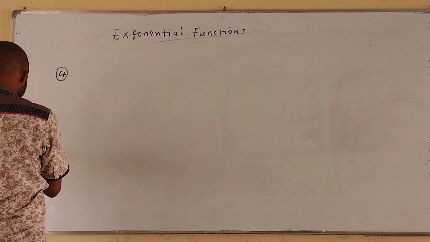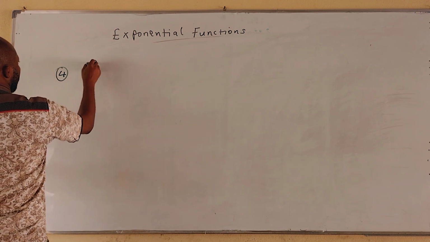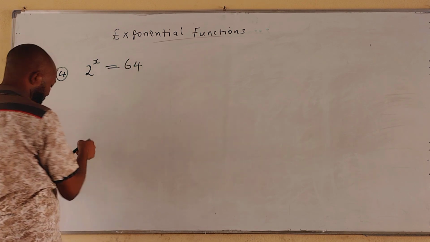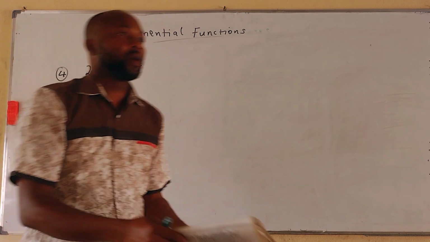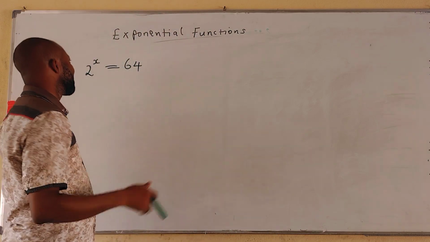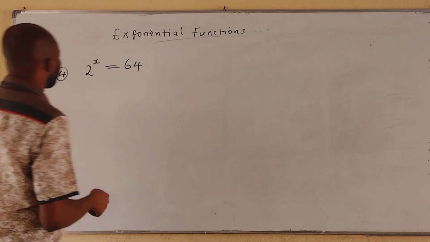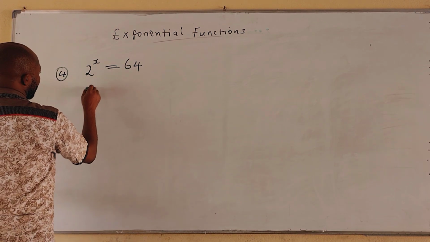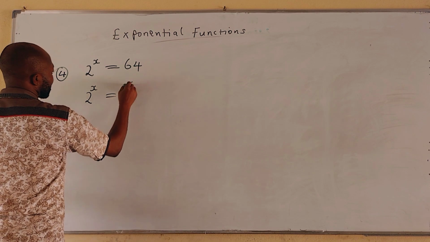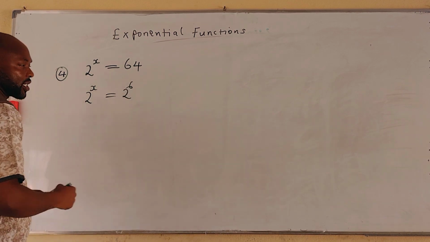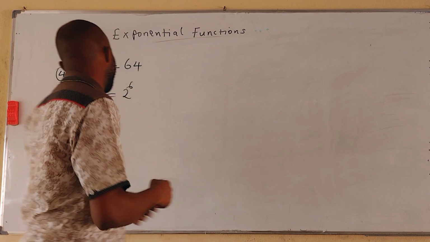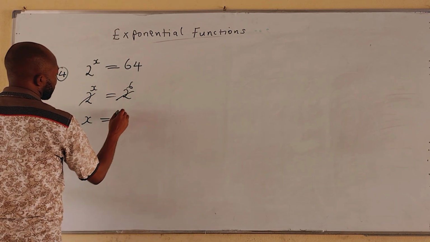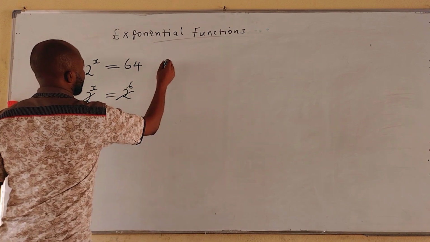Let's take 2 raised to the power x equals 64. Okay, this seems more simplified compared to the last one we just saw. So I bring that to the same base. So this is 2 raised to the power x equals 2 raised to the power 6. 32 times 2 is 64. So they are the same. I cancel, my x equals 6. That's question 4.